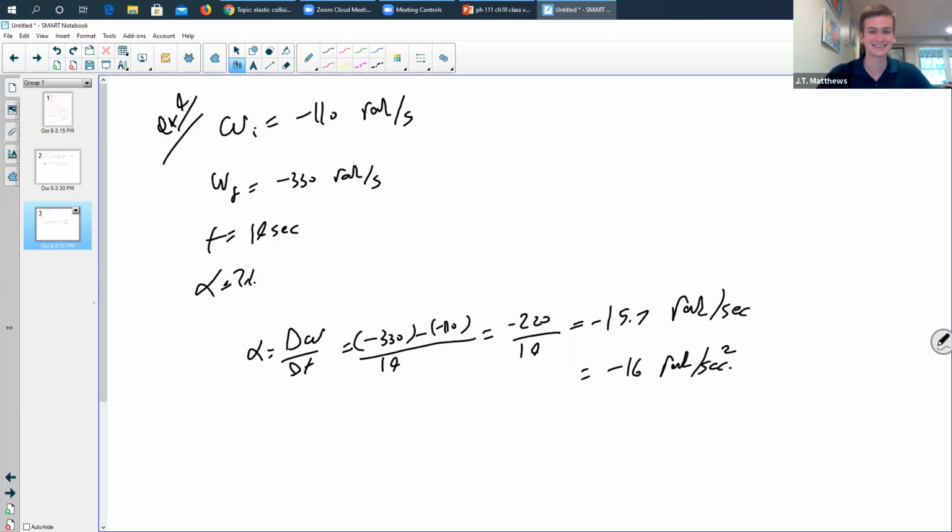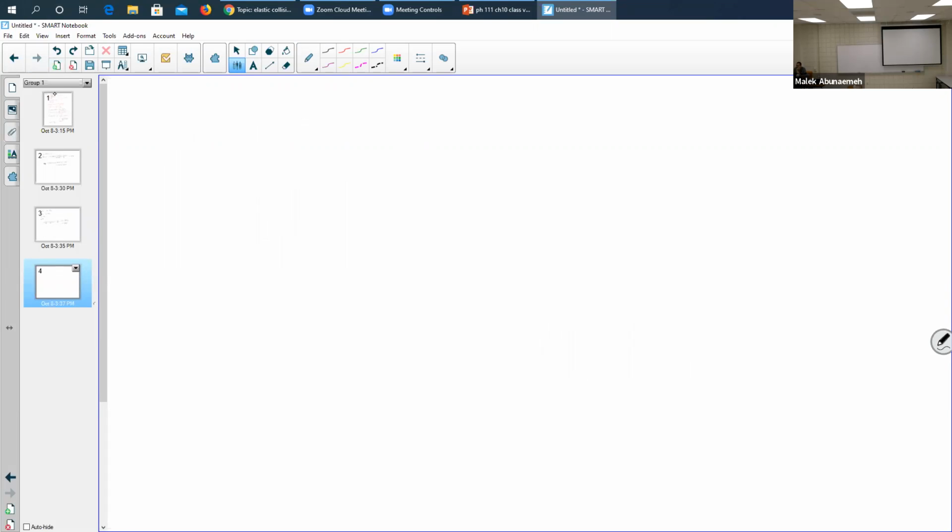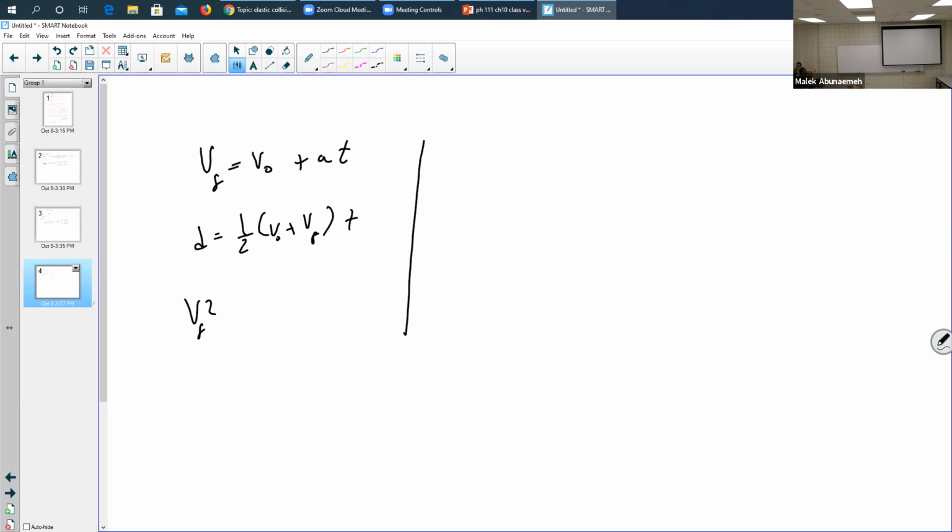Right? So remember when we had our kinematic equations? We had V final equals V initial plus A T. Your distance equals 1/2 times V naught plus VF, multiplied by T. We had VF squared equals V naught squared plus 2AD. And your D equals V naught T plus A T squared over 2. Remember those 4 beautiful equations that we had?